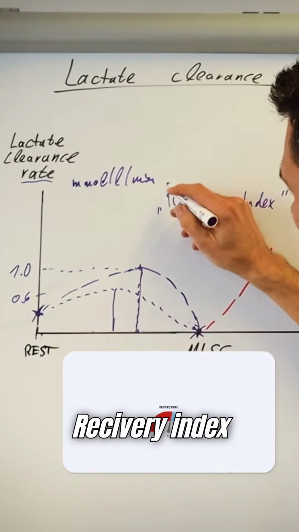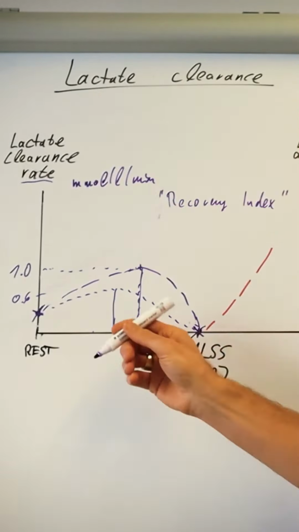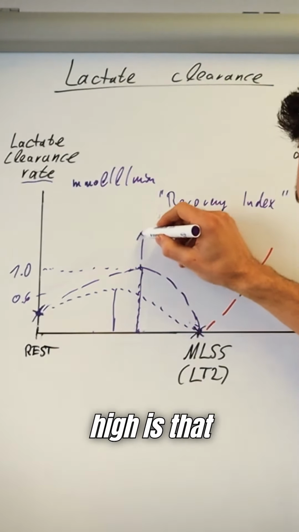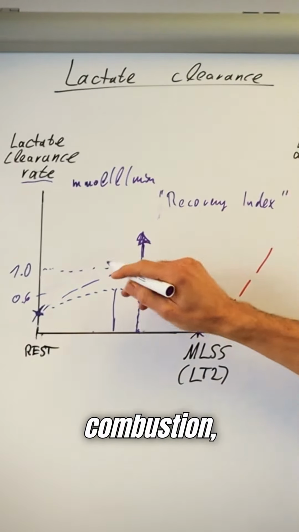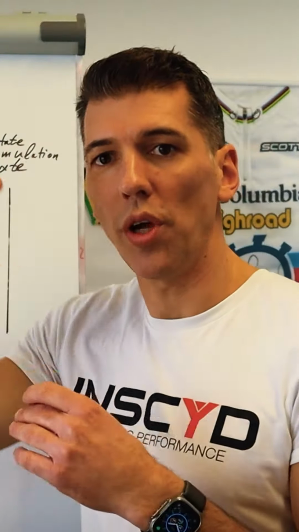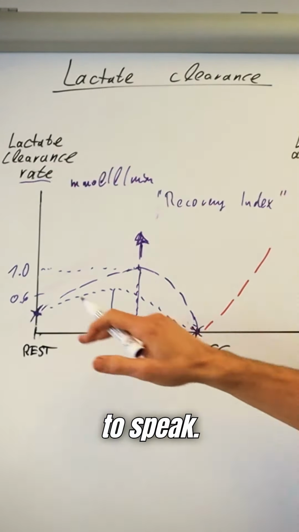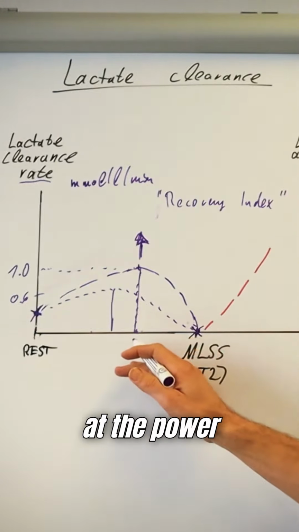The recovery index is actually looking at the apex of this curve. So it's looking at how high that lactate combustion is, right? What you actually want is to increase it. And it's also looking at the Y position, so to speak, that's the clearance rate. And it's also looking at the power output.